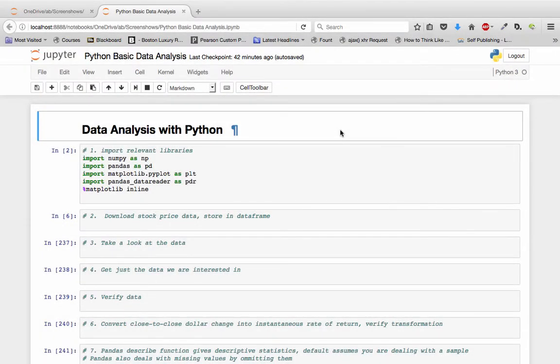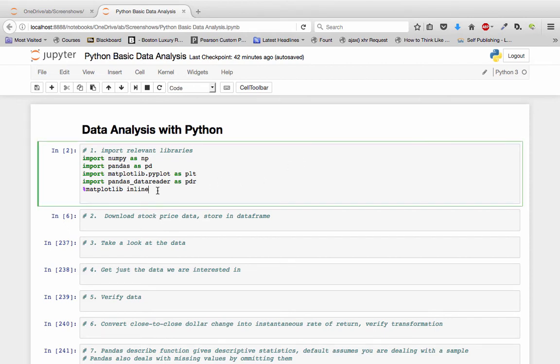Okay, I'm going to go through a basic data analysis example using Python, and here you can see that I'm using a Jupyter notebook. The first thing we're going to need to do is import some relevant libraries. So we're going to import NumPy, pandas, matplotlib so that we can plot some results as a histogram later. And then we're going to go ahead and get data using the pandas data reader.